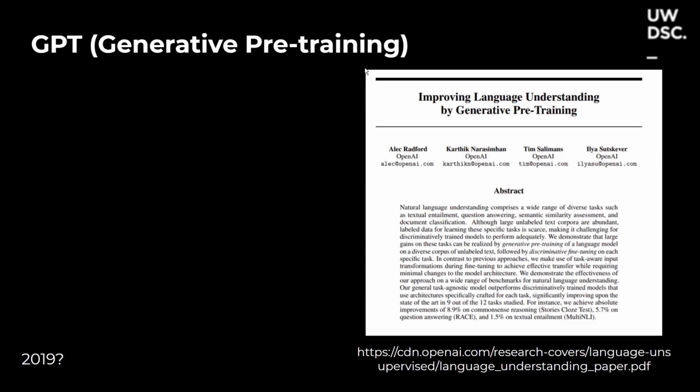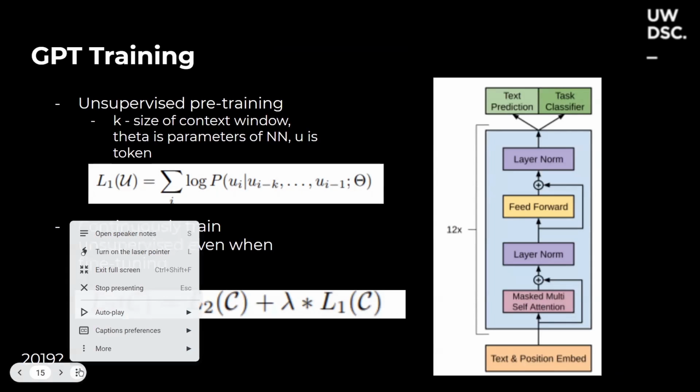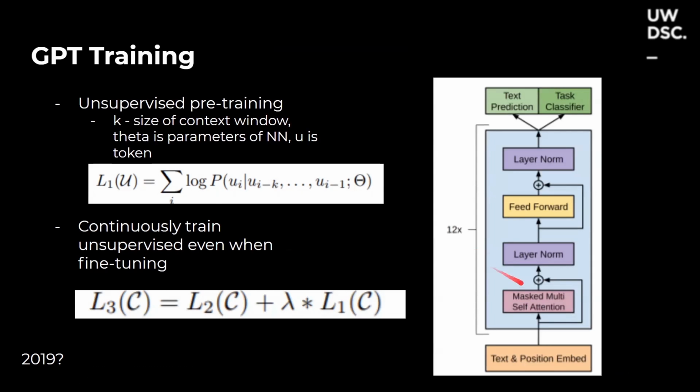GPT is kind of the opposite of BERT. It basically just uses the decoder part of a transformer model. And if you were wondering what the difference between the encoder and decoder part of the model is, basically it's just this block. So in a decoder, you would have a masked attention at the beginning.